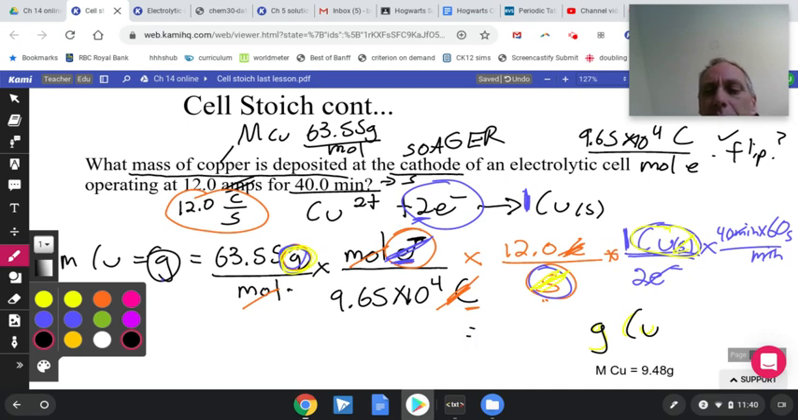So you do the math. Multiply everything on top, divide by everything on the bottom, and you get 9.48 grams of copper, 3 sig digs. That's really cell stoichiometry in a nutshell. That's what it looks like.